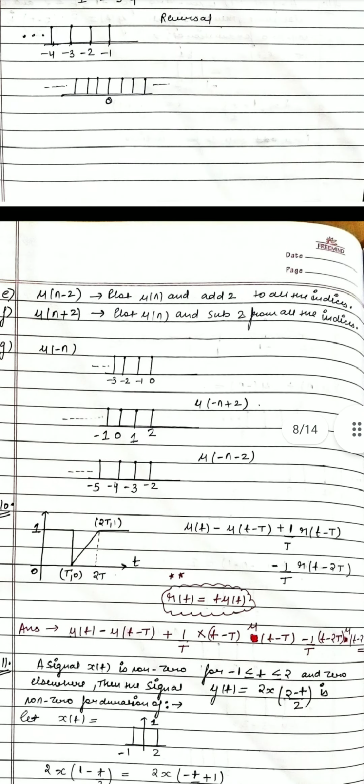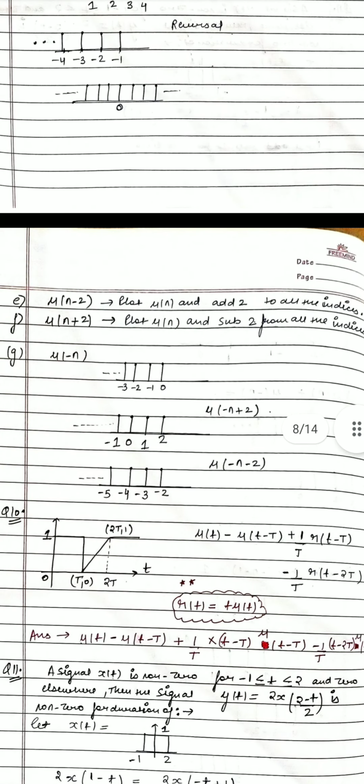u of n minus 2. We have to plot u of n minus 2 and u of n plus 2. Very easy. In the case of u of n minus 2, plot u of n and add 2 to all the indices. For u of n plus 2, plot u of n and then subtract 2 from all the indices. You have to just print the graph. There is no change in amplitude.